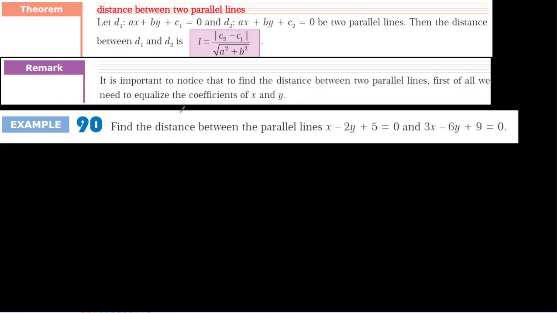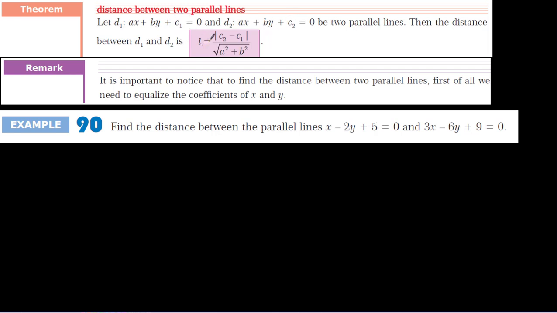Now we are going to continue with distance between two parallel lines. First, I need to mention that if we are talking about distance between lines, they should be parallel to each other. And here D1 and D2 should be parallel to each other. But the condition here is that the coefficients of x and y should also be equal to each other. If they are not, we should make them equal, equalize them. Then we can talk about two different constant terms, C1 and C2.